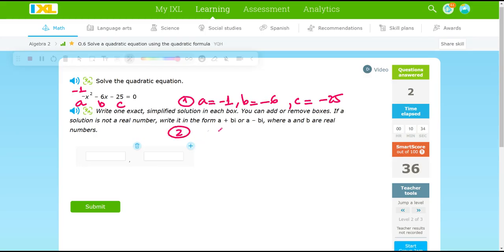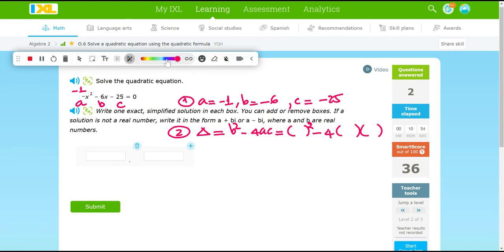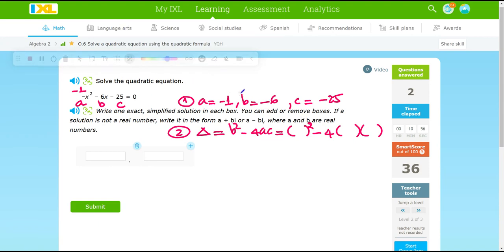Step number 2, we find the discriminant delta. Okay, it is equal to b squared subtract 4ac. So let's put it in: b squared subtract 4ac. So b is right here, negative 6. I put it in. Subtract 4a, negative 1, and then c, negative 25.